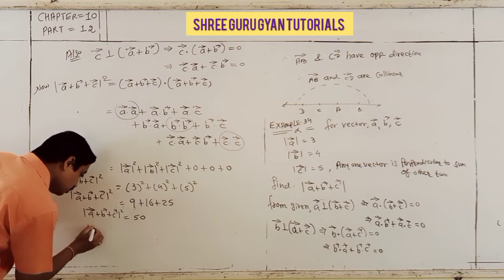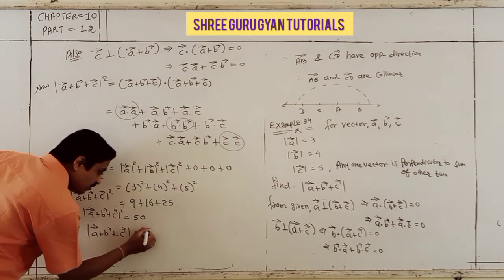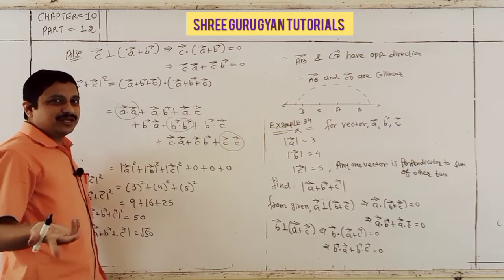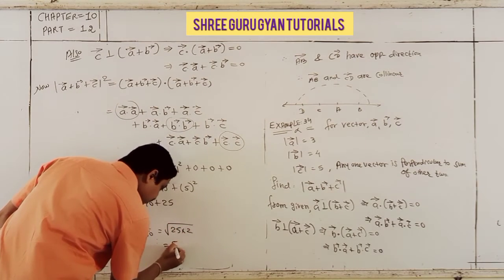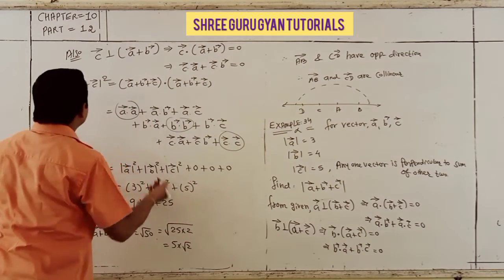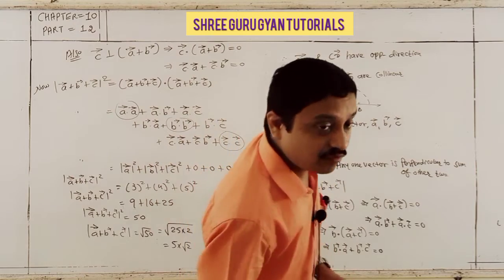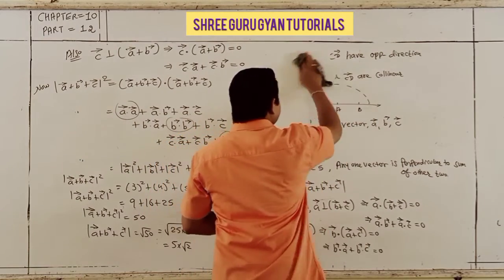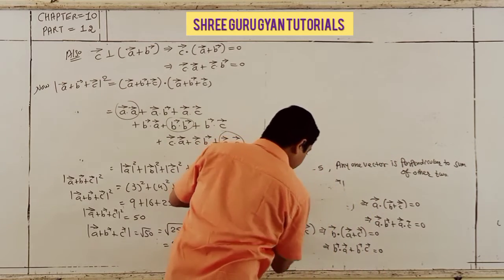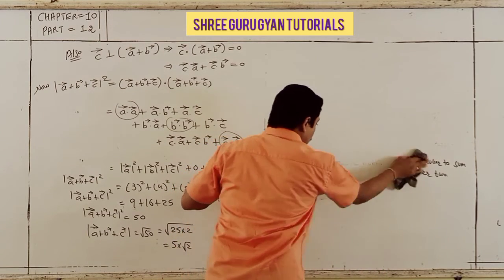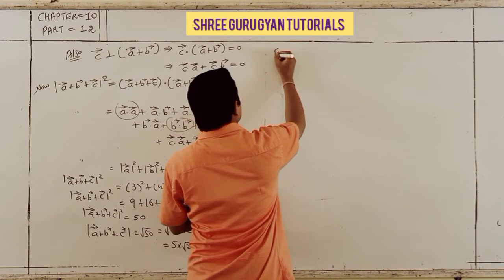Now I want only the magnitude. It is root 50, and 50 is 25 times 2, so it is 5 root 2. That value, students, we covered in a simple way here. Example 34 done. Now going ahead, 35.